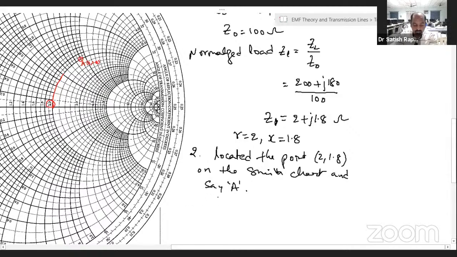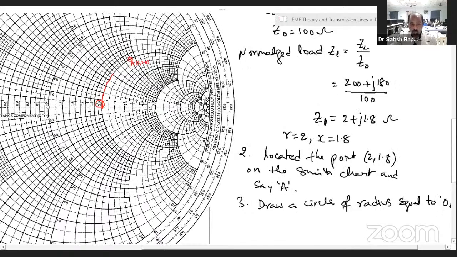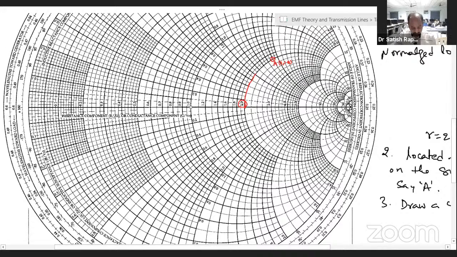Next step, draw a circle of radius equal to OA. We know A, so what is O? Let me indicate that. O is this one, the center point. This is O, the center point.